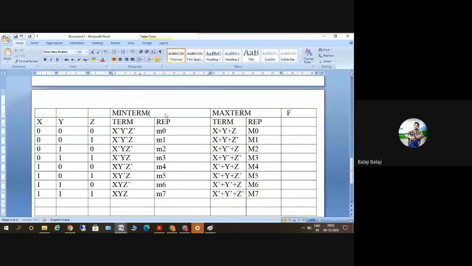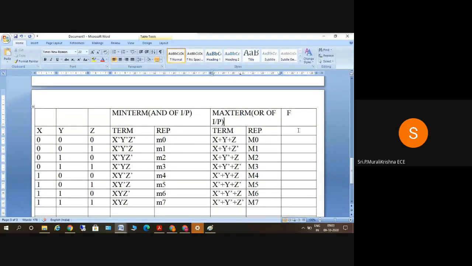Yes, sir. Minterms are nothing but the AND operation of inputs. Okay, and maxterm is nothing but the OR operation of inputs.